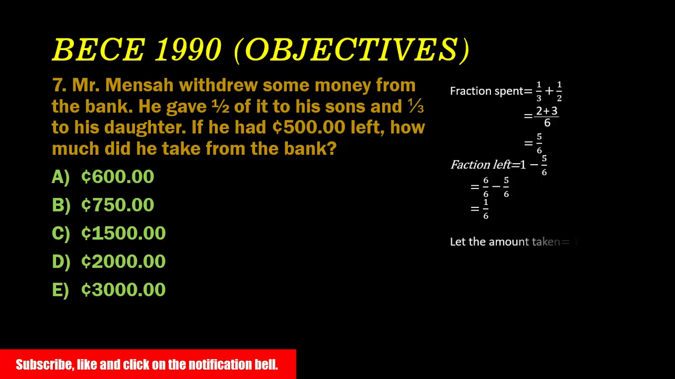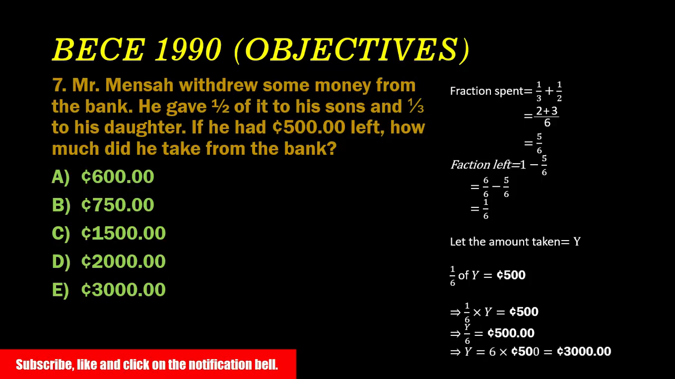So let's let the amount taken from the bank be equal to y. And that will imply that 1/6 of y is equal to 500. And of course, 1/6 of y simply means 1/6 times y equal to 500. Now, when we multiply out, it's just a matter of writing it as y/6 equal to 500 cedis. Now, simply cross multiplying, we come up with the expression y is simply equal to 6 times 500. And that gives us 3,000 cedis. Which option represents that? It's very obvious. The option E is our answer.